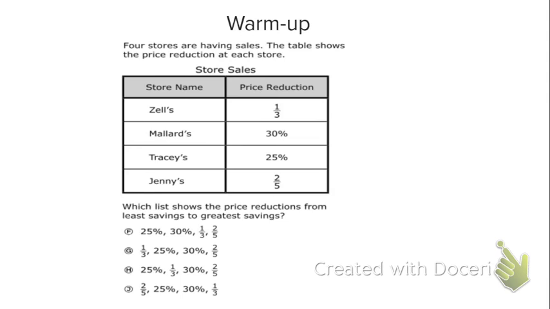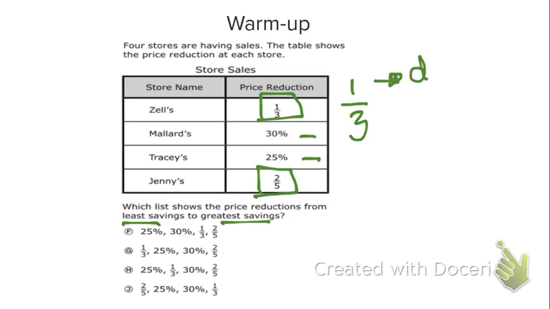In this question, we're being asked to list the prices from least to greatest. In order to do that, we need to do some conversions because we have a percent and two fractions. Now, in order to convert a fraction like 1/3 into a percent, we're going to have to take two steps. First, we have to get it into a decimal, then we'll have to get it into a percent.